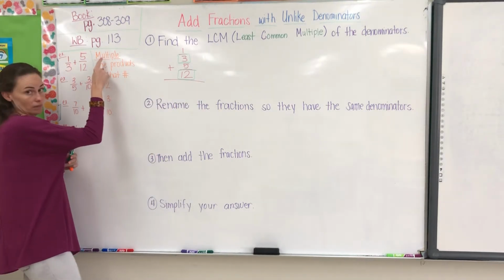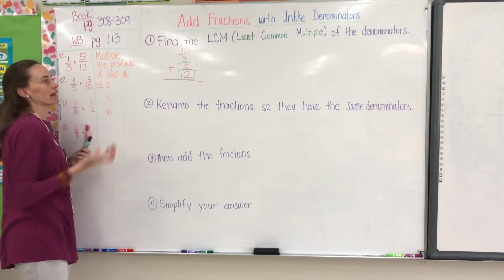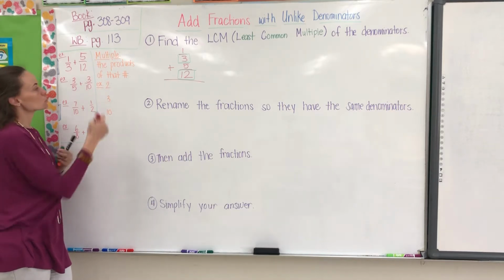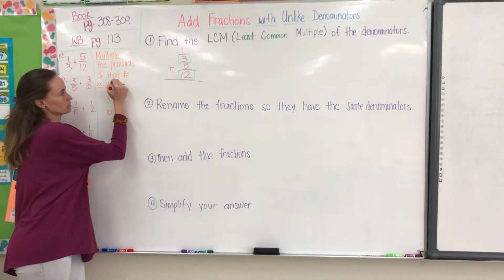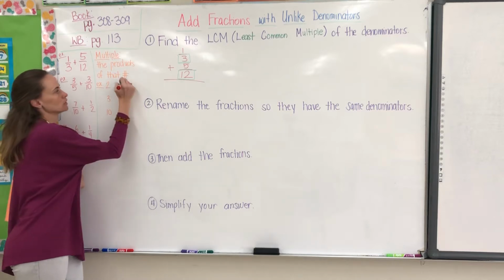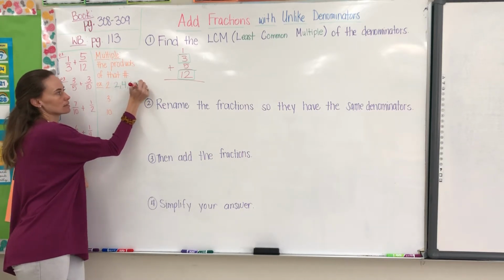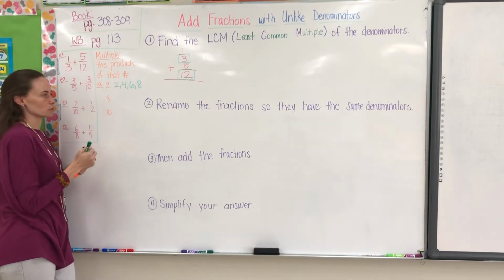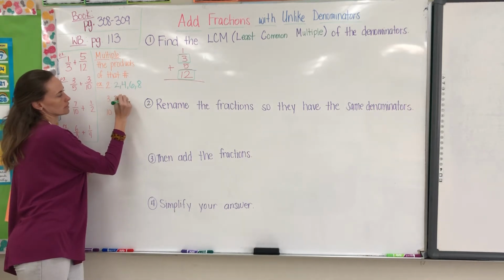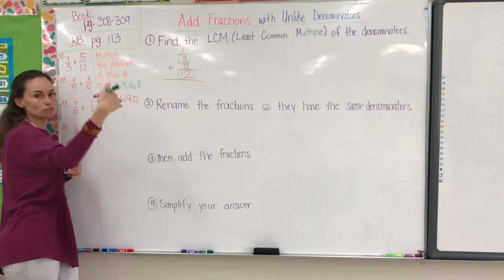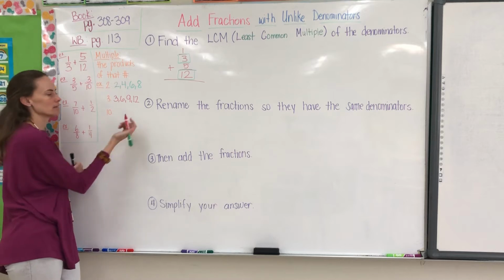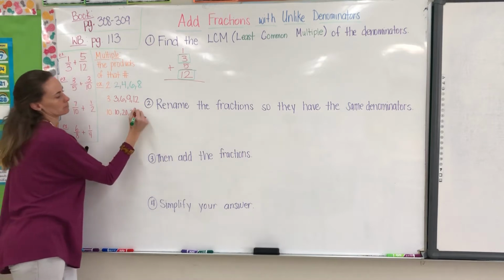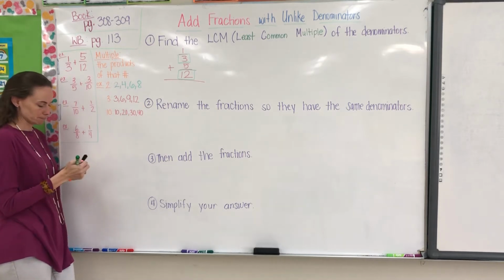Remember, a multiple of a number is the products of that number. What does the product mean? The answer when you multiply it, right? So the products of 2 are 2, 2 times 1 is 2, 4, 6, 8, etc. Products of 3 are multiples of 3, 3, 6, 9, 12, and it keeps going. Products of 10, 10, 20, 30, 40, keep going, right?